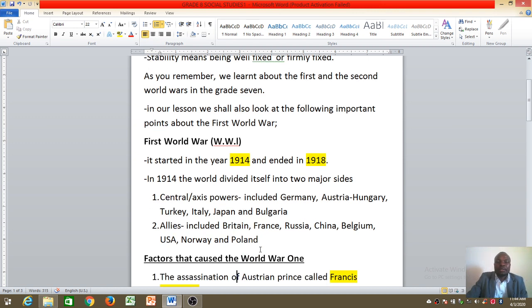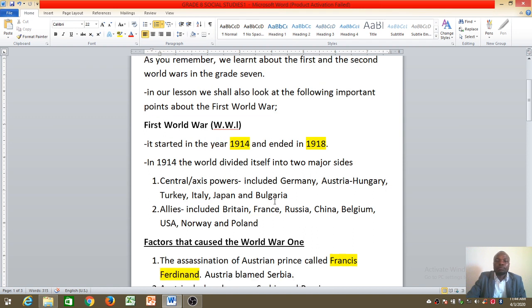While the other side, remember there were two sides. One side is the Central Power. The other side was called the Allies, or the Allied side, which included Britain, France, Russia, China, Belgium, USA, Norway, and Poland. So those were the two sides that were fighting, because you fight with the person who is your enemy. So the enemy of the Allied were the Central Power. Two sides are fighting.